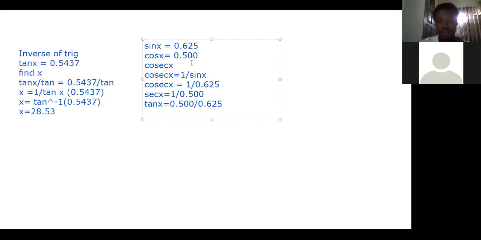Then they said we should find cot x. But cot x is equal to 1 over tan x. And so the answer we get is 1 over the answer we get here. Are we good to go? Or in other words, cot can also be cos x over sine x, so you can also get 0.500 over 0.625.